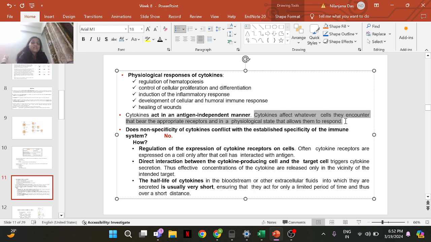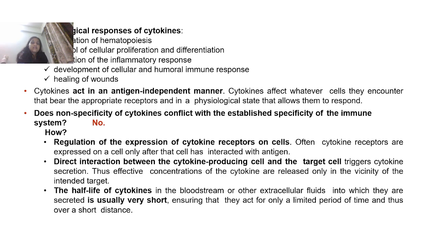They will affect whatever cells they encounter that bear the appropriate receptors and are in a physiological state that allows them to respond. So it will go and bind to any cell having its receptor, and even a small amount of cytokine presence can induce any kind of cell which has its receptor. It is not that the molecule must be present in large amount to act on a particular cell.